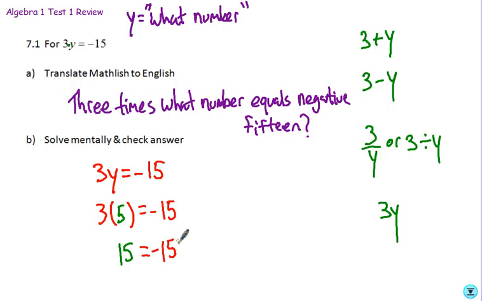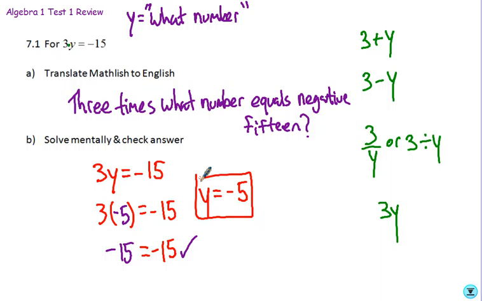So again, by plugging it in, it's a way for me to check my answer. Well, 15 and negative 15 don't match. So let's switch it around. Maybe this is a negative 5. If I said 3 times negative 5, that indeed would be negative 15. So negative 15 equals negative 15. That checks out. So then we could say y is equal to negative 5.